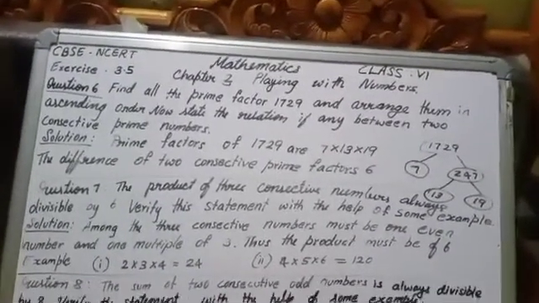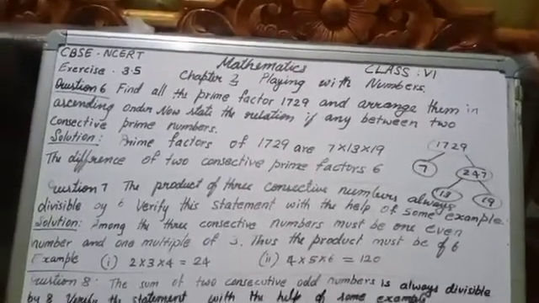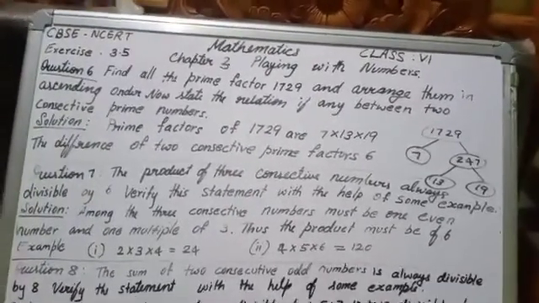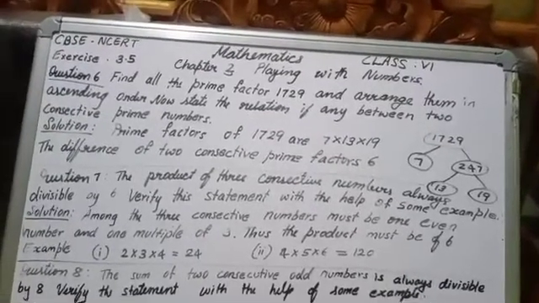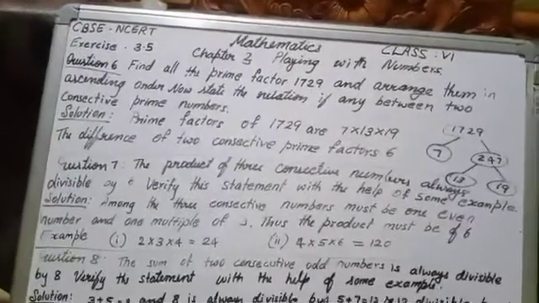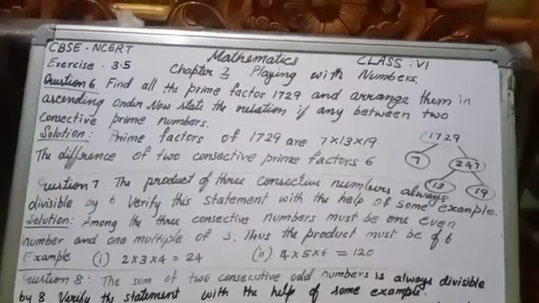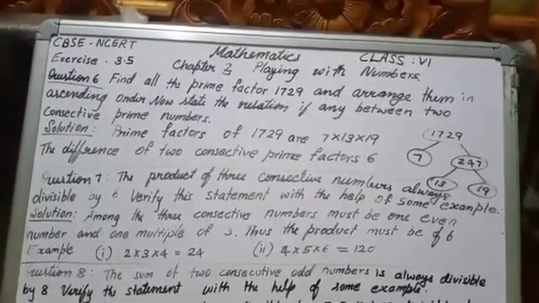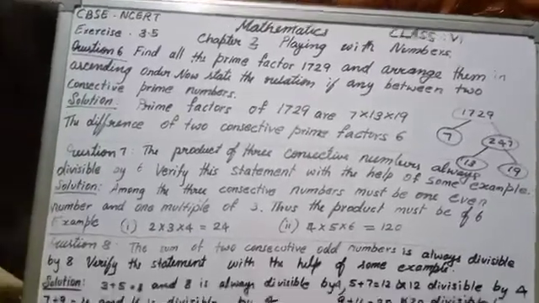The sum of two consecutive odd numbers is always divisible by 4. Verify the statement with the help of some examples. Sum means we have to add. Earlier the product was divisible by 6, and now the sum is divisible by 4. Now we have to verify the statement.